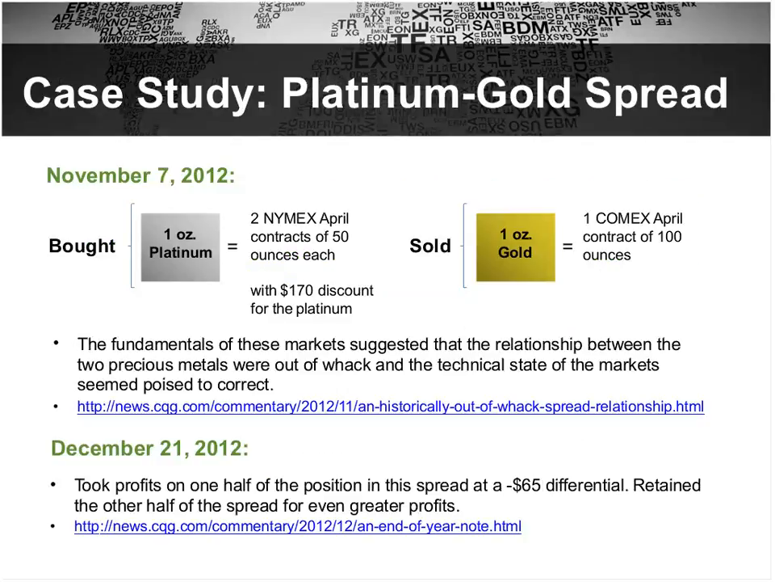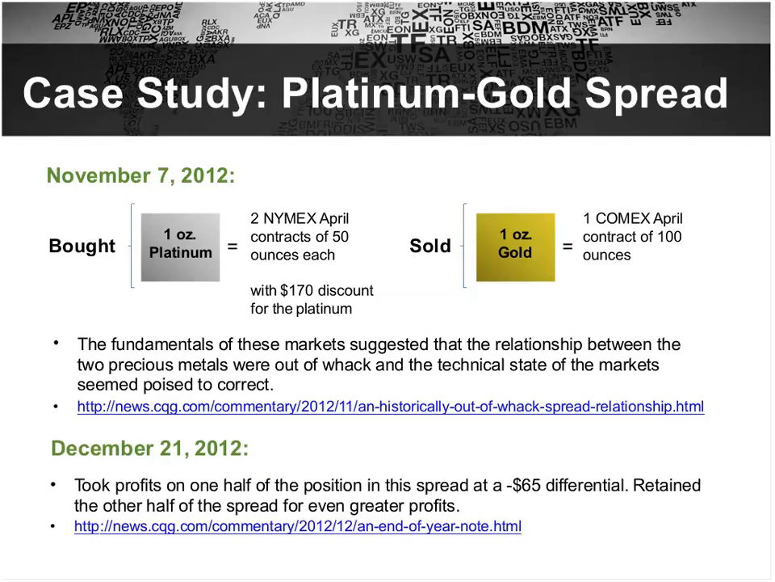On November 7th, in an article that I published on CQG, I recommended buying 2 contracts of NYMEX April Platinum, they're each 50-ounce contracts, and selling 1 contract, a 100-ounce contract of April Gold with a $170 discount for the Platinum.